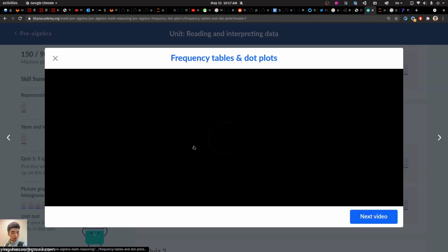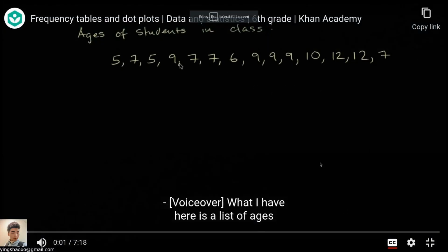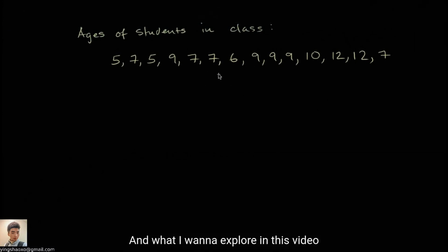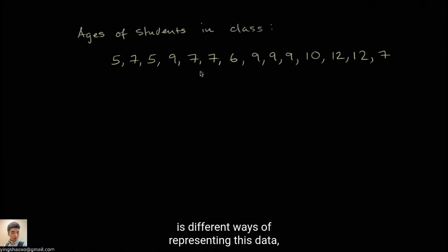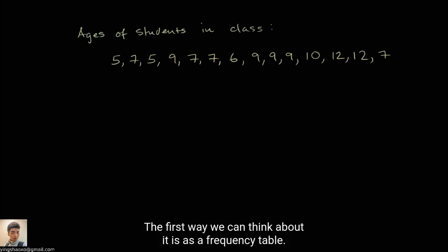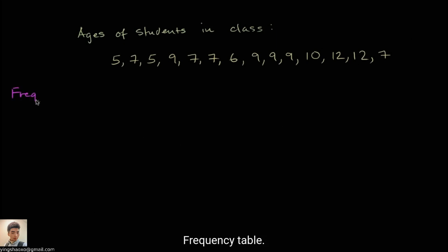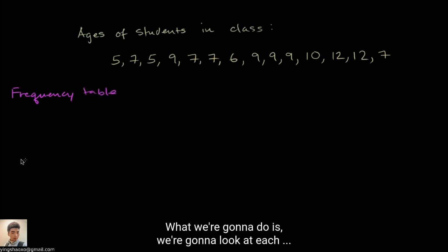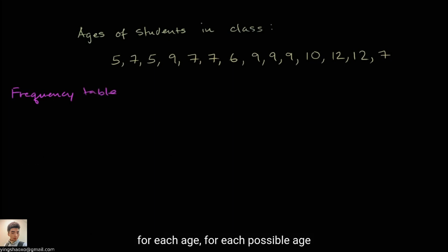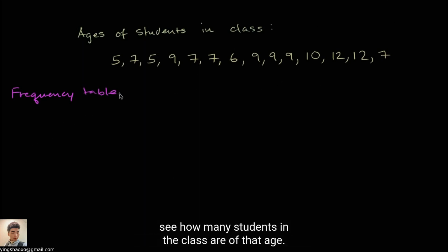Here we go. This is another video. What I have here is the list of ages of the students in a class. And what I want to explore in this video is different ways of representing this data and then see if we can answer questions about the data. So the first way we can think about it is as a frequency table. What we're going to do is look at each possible age that we've measured here, and see how many students in the class are of that age.